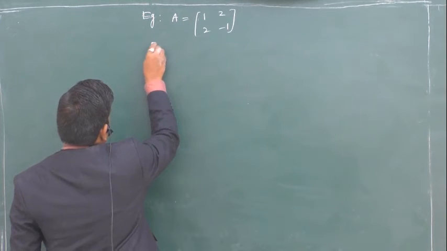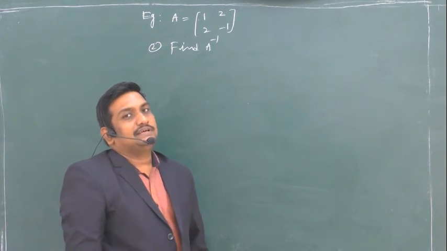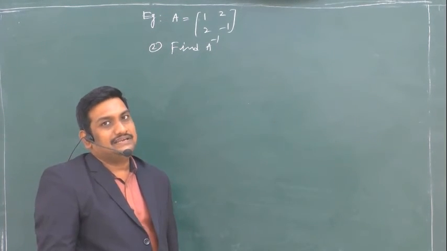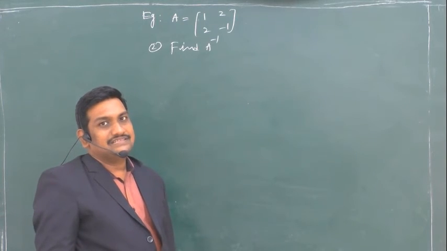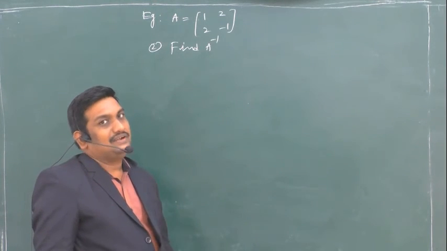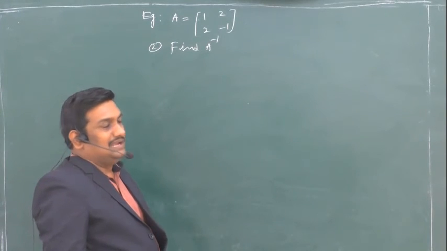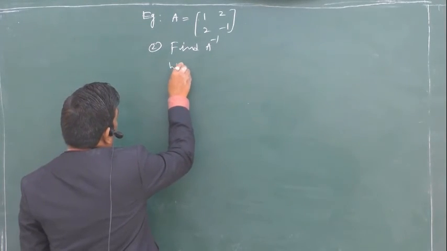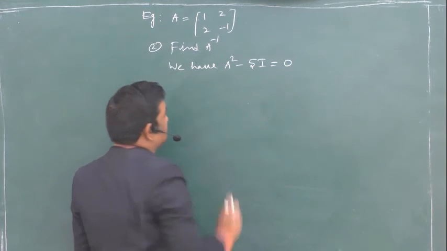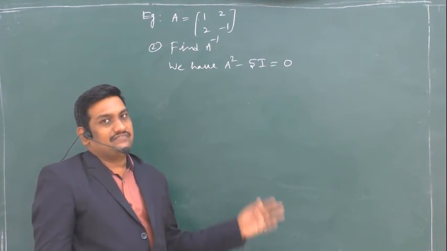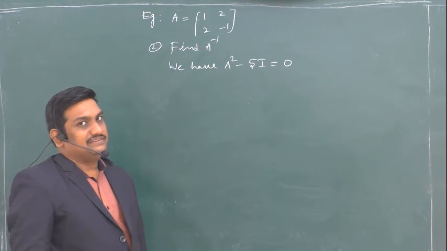Now the second part is find A inverse. We know that the inverse of a matrix exists only if its determinant is not equal to 0. Here the determinant is -5 and it is not equal to 0. So definitely the inverse of this matrix exists. In order to find A inverse, let us start with the previous result. We have already verified A square minus 5I is equal to the null matrix, from the previous step, point number 1.